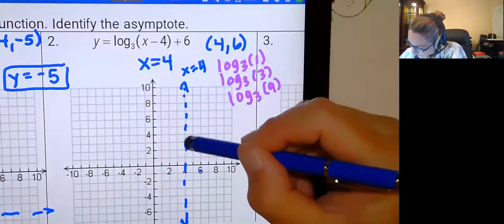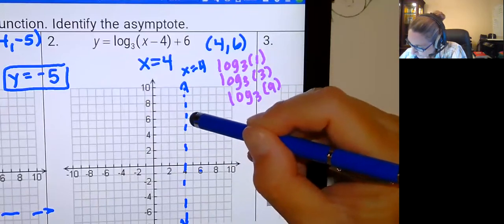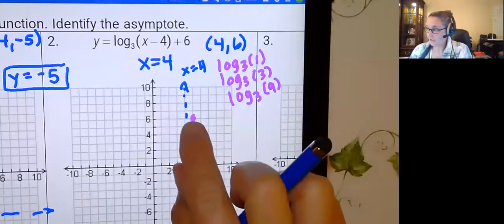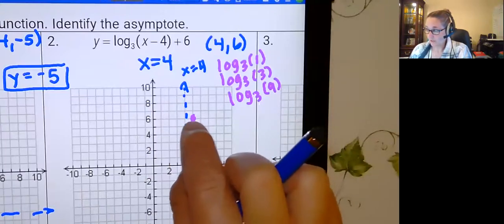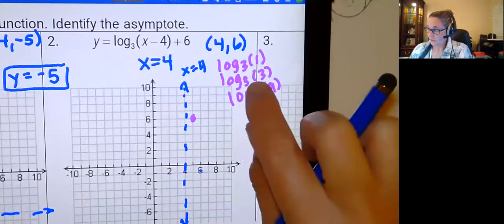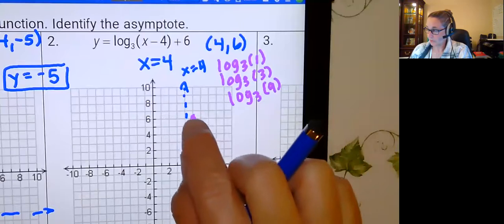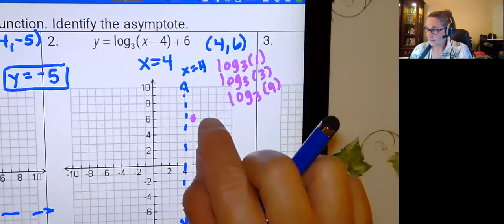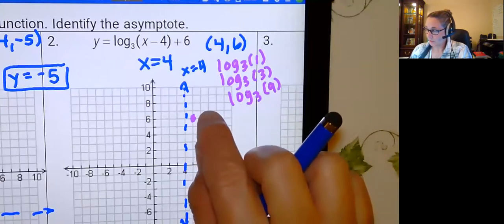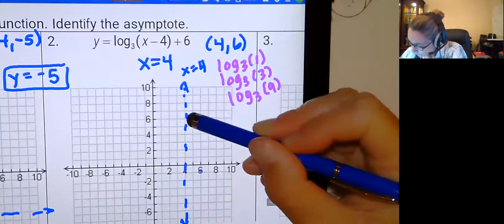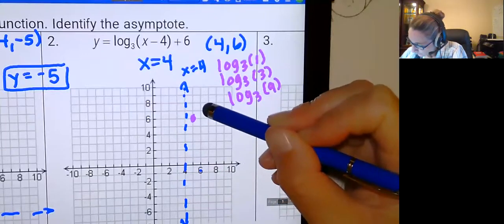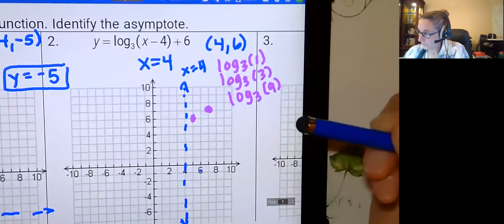So as I am here and I go out 1, log base 3 of 1, is 0. So at that height of 6, I went out 1, but my answer was 0. Now when I do log base 3 of 3, so I go 1, 2, 3. Log base 3 of 3 is 1, so I'm going to go up 1. So again, I went 1, 2, 3, and log base 3 of 3 is 1, so I went up 1.